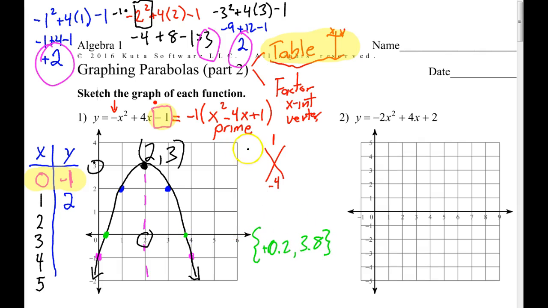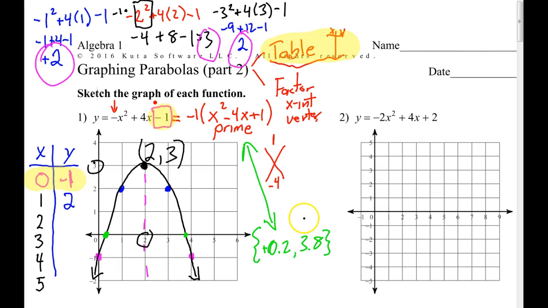I just want you to link these two together right now. Prime doesn't mean can't be done. It means we can't do it in our head. What two numbers multiply to 1 and add to negative 4? It turns out they're 0.2 and 3.8. But you guys would have never come up with that. Okay? But there are two numbers that work. We just only think of whole numbers only.